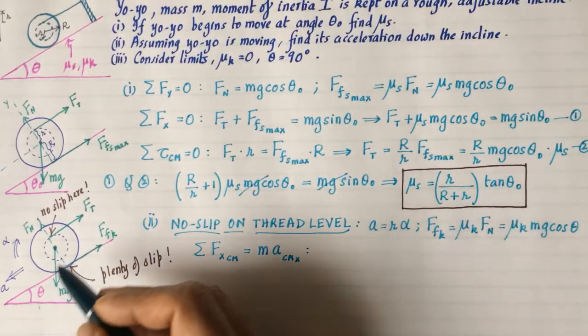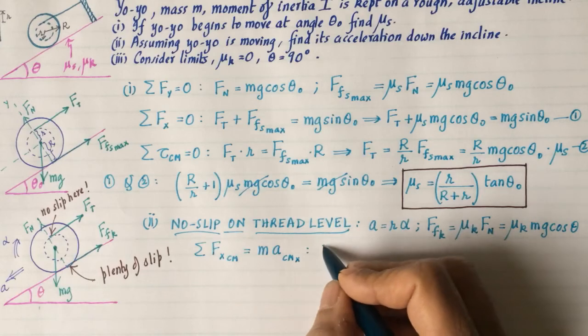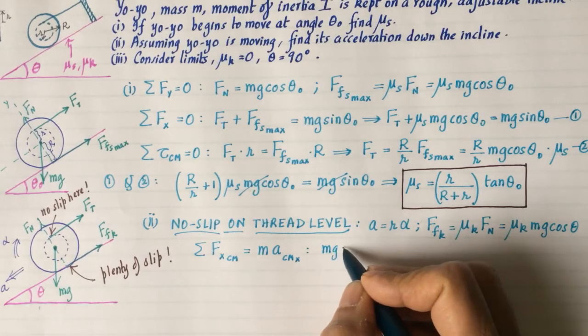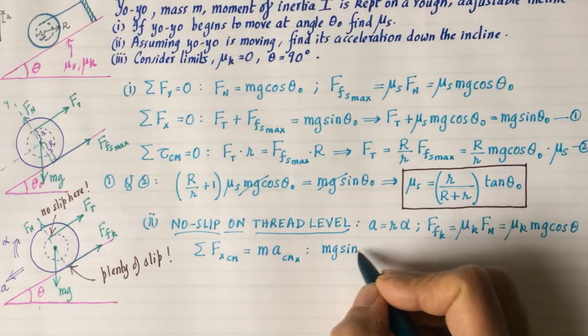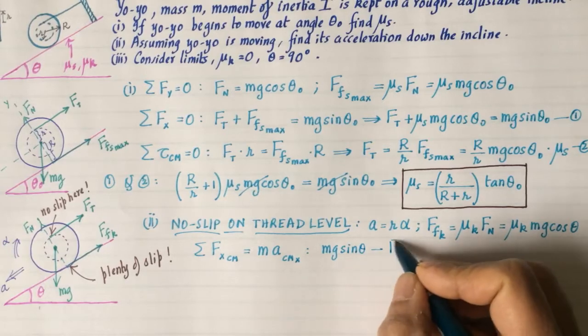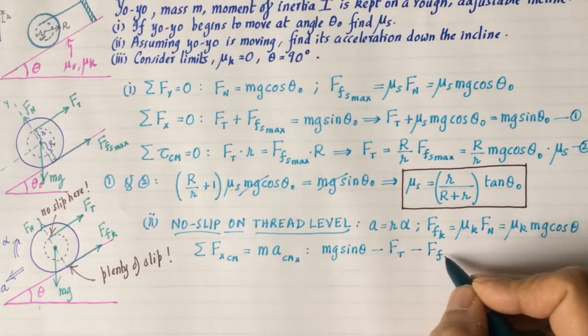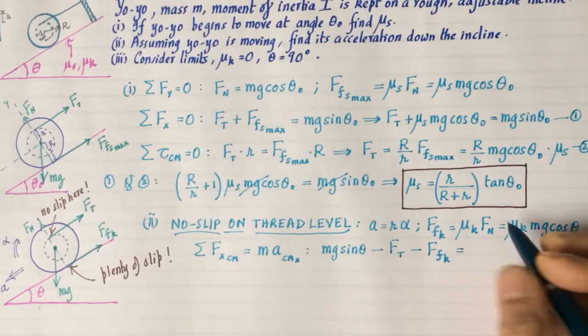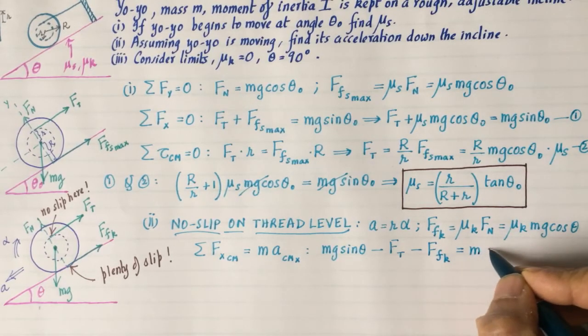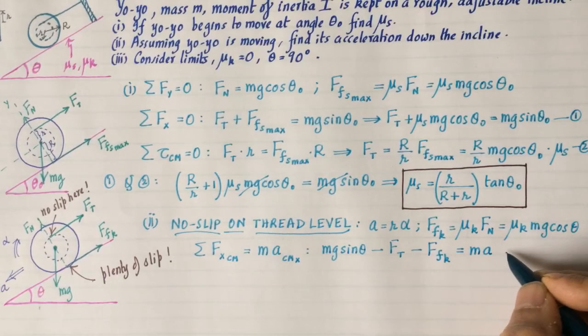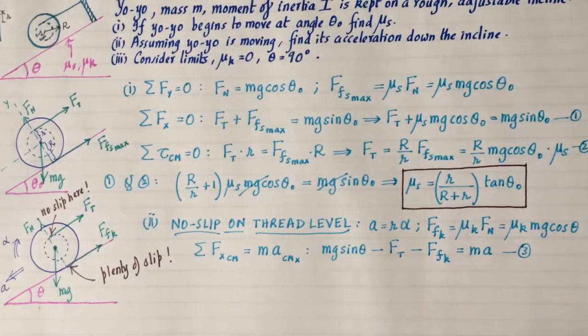So the component downwards for gravity is mg sine theta. That's helping acceleration, so it comes with a positive sign. Tension is not helping the acceleration, and the force of kinetic friction is also not helping, so they come with a negative sign. And all that must equal ma. Let's call this equation 3.